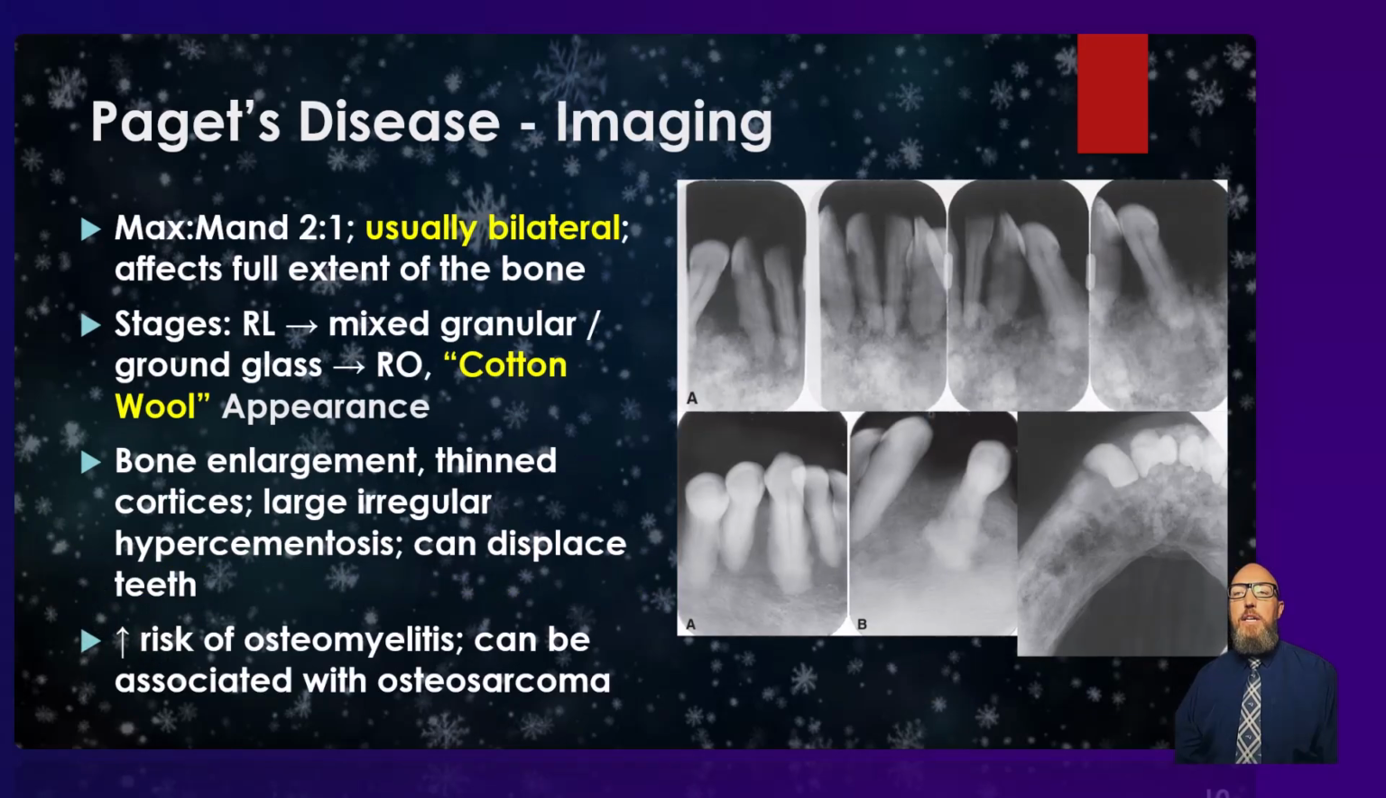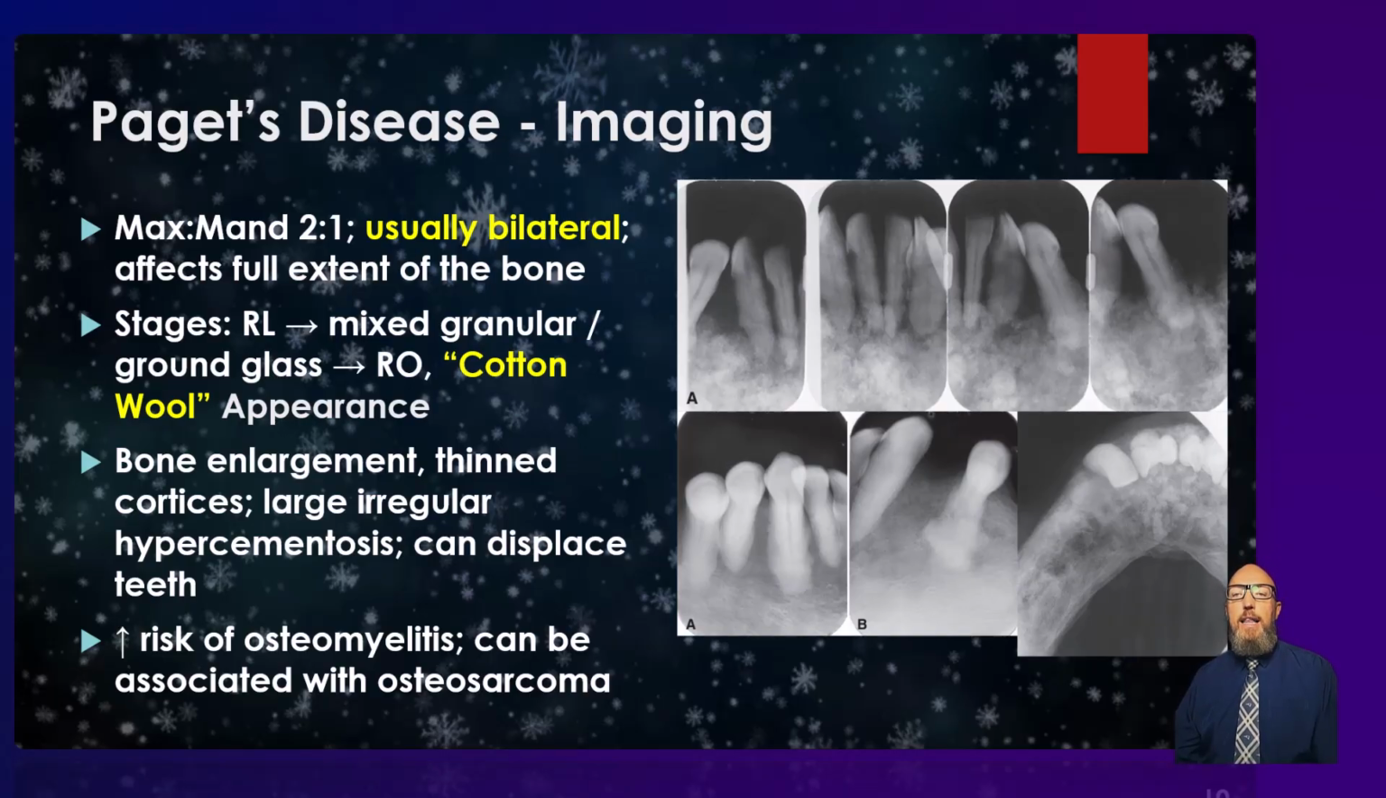And on to the imaging, it's 2 to 1 more common in the maxilla. It's usually bilateral. It affects the full extent of the involved bone. It progresses throughout stages, meaning radiolucent early, then mixed or granular, or ground glass phase, and then radiopaque. So that's similar to osseous dysplasia, but it's not quite as localized as osseous dysplasia.